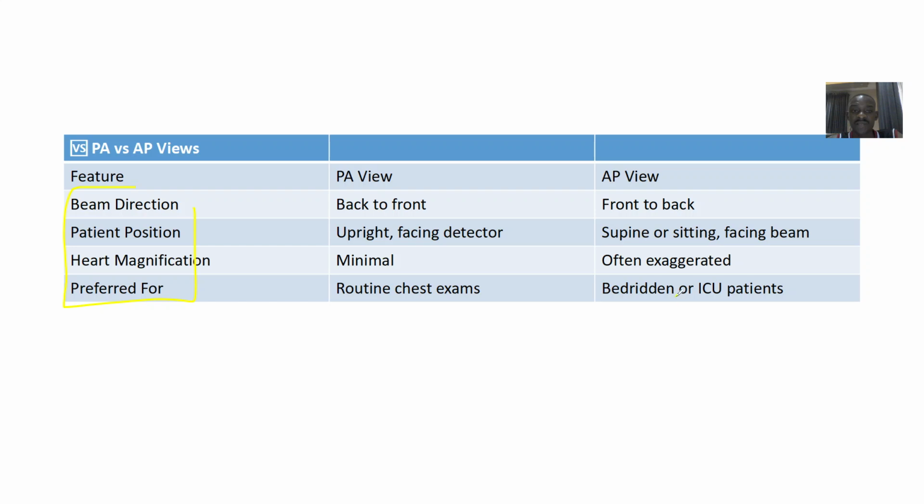So the posterior anterior view is preferred for routine chest examinations, while anterior posterior is used if a patient is bedridden, so the person can't really stand up for a full x-ray. So you just image from the front to back as the person is lying down. You understand? So that's just what it means in x-ray studies.